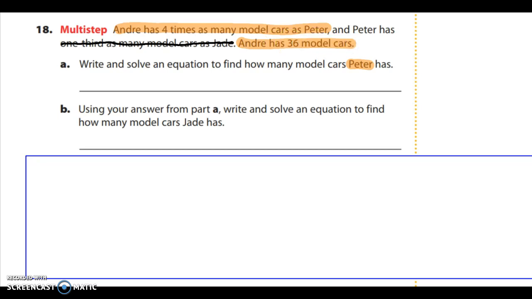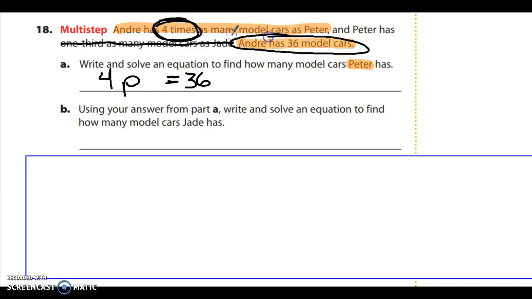So write and solve an equation. Well, I don't know how many cars Peter has, but I do know that Andre has 36. So what I could do is write equals 36. How many cars does Andre have? He has 36. And I also know that Andre has 4 times as many model cars as Peter. 4 times literally tells you what the operation is. It's 4 times, and I'm going to choose P because I don't know how many cars Peter has. So if you just use your clues, 4 times is part of the problem. Andre has 36 model cars, that's part of the problem. And I don't know how many cars Peter has.